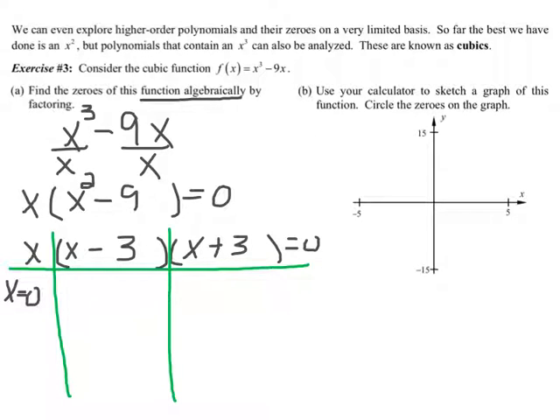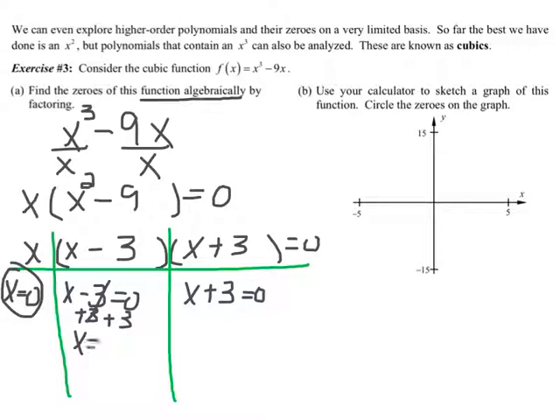X equals 0, x minus 3 equals 0, and x plus 3 equals 0. This guy is good. One root is x equals 0. I'm going to add 3 on both sides. X equals positive 3. And then subtract 3 on both sides. X equals negative 3. These are my 3 roots. I have x equals 0, x equals 3, and x equals negative 3.